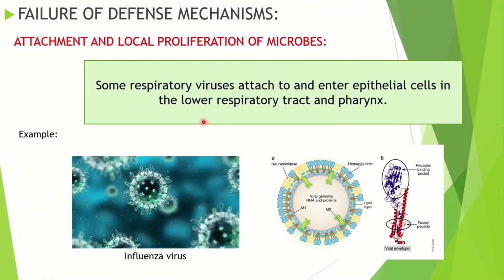Now, failure of the defense mechanism of the respiratory tract can occur through the attachment and local proliferation of microbes. Some respiratory viruses attach to and enter the epithelial cells in the lower respiratory tract and pharynx. Example: influenza virus causing flu. They have enveloped proteins called hemagglutinin that bind to sialic acid on the surface of epithelial cells. Attachment induces the host cells to endocytose the virus, leading to entry and replication.